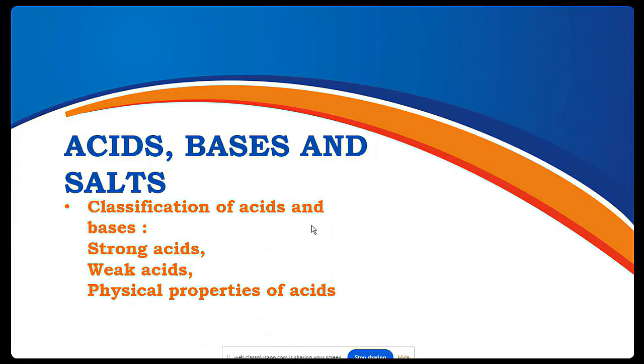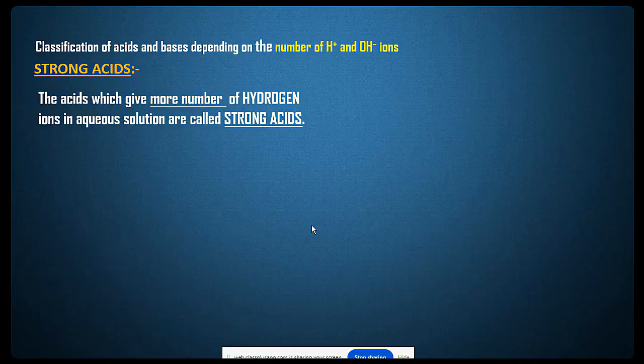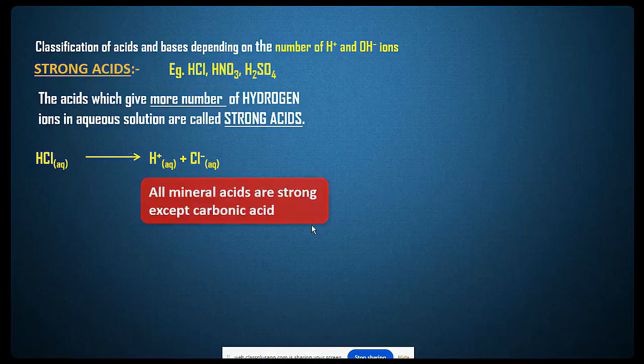Classification of acids and bases, strong acid and weak acid, physical properties. Classification of acids and bases depends on the number of H plus ions and OH minus ions. Strong acids are the acids which give a large number of hydrogen ions in aqueous solution. Examples: HCl, HNO3, H2SO4. HCl gives rise to H plus and Cl minus. All mineral acids are strong except carbonic acid.